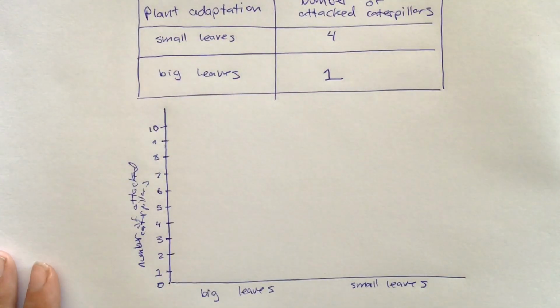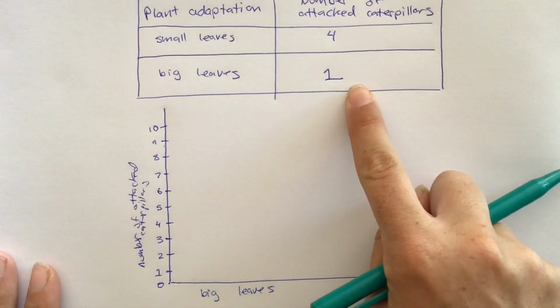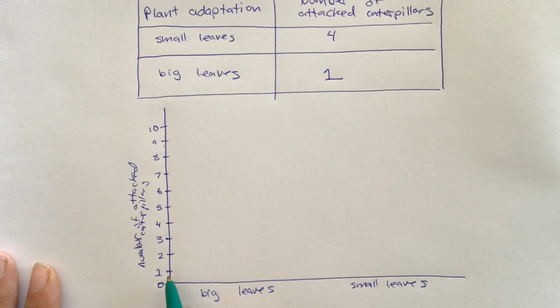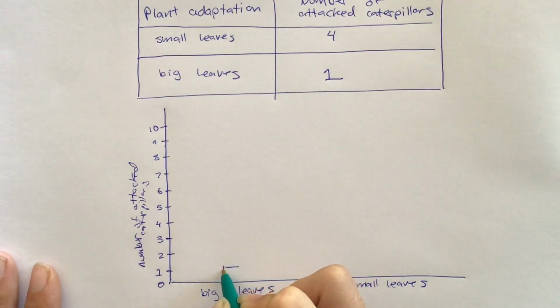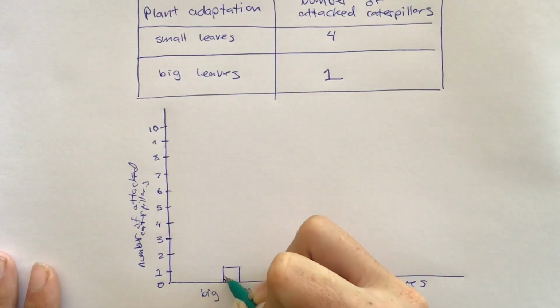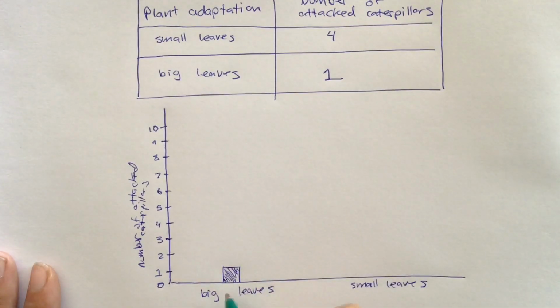Now it's time to create a bar for the number of caterpillars attacked for each plant type. So that's where you'll look back at the data that you have above to decide how large our bars need to be. So for the big leaves, it looks like I had one caterpillar that was attacked on plants with big leaves. So I'll look at my one tick mark, draw a little line here, and now I can create a rectangle that is one tick mark high. And that's how many of my caterpillars were attacked on plants with big leaves.